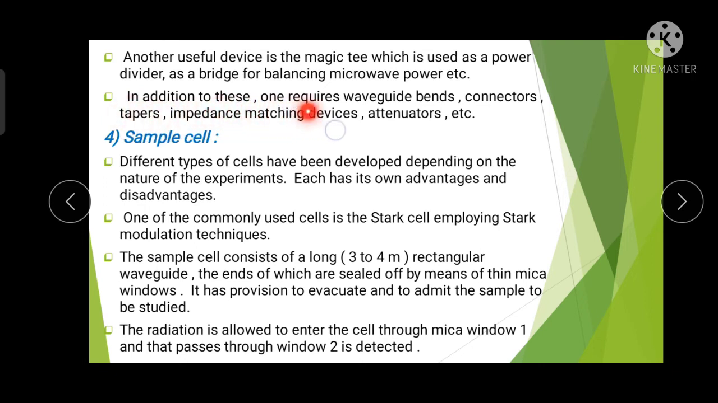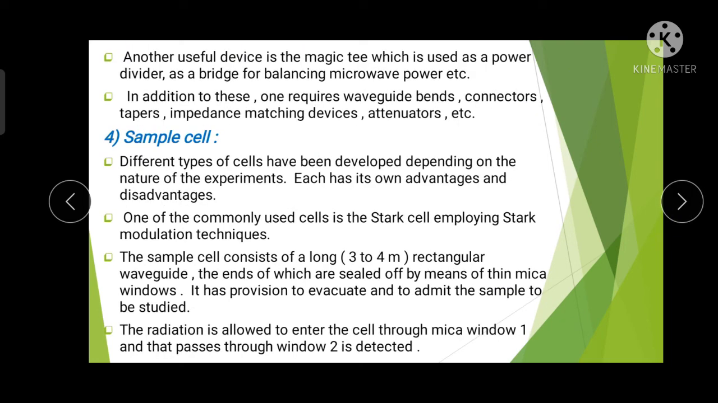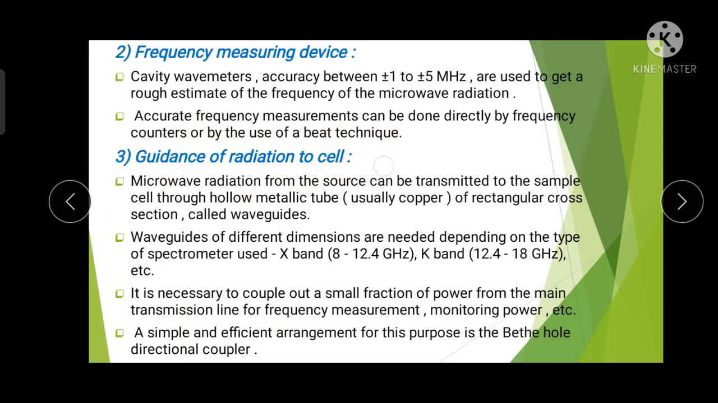In addition to these, one requires waveguide bends and connectors, tapers, impedance matching devices, attenuators, etc. That means in addition to the magic T or Bethe-hole directional coupler, we can use other devices like waveguide bends, connectors, tapers, impedance matching devices, and attenuators to couple the small fraction of the microwave power, or to balance the microwave power. So this is all about the guidance of radiation to the cell.